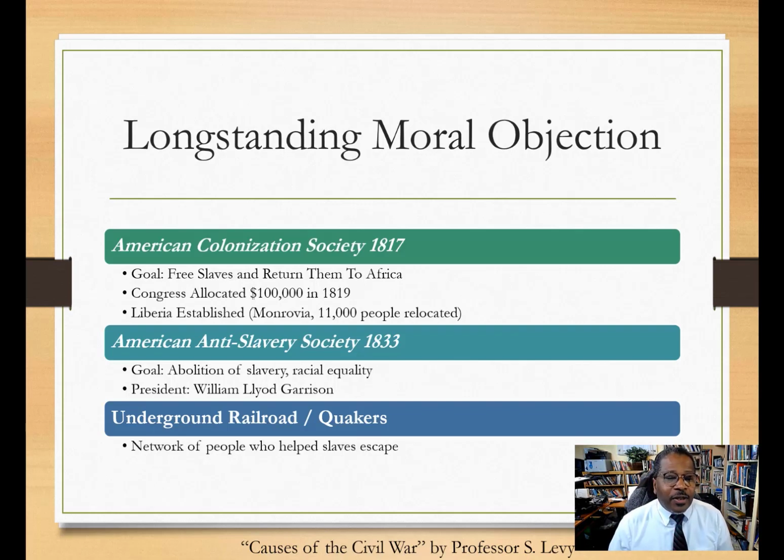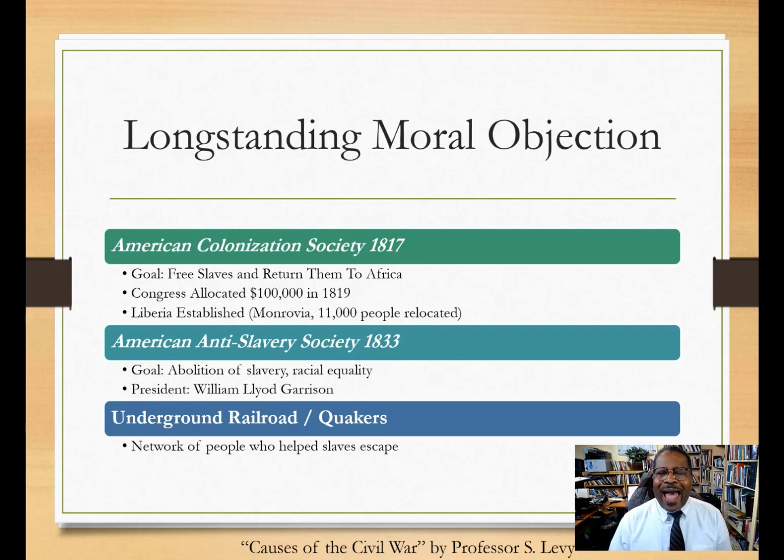In the early 19th century, Congress actually allocated $100,000 in 1819 and purchased land or helped establish a place in Africa, creating the country of Liberia, whose capital was called Monrovia after President James Monroe. And they actually succeeded in relocating about 11,000 people. It was just a fraction of the black population. By 1860, there were almost 4 million people of African descent here. So it was never successful, but that was one of the ideas.